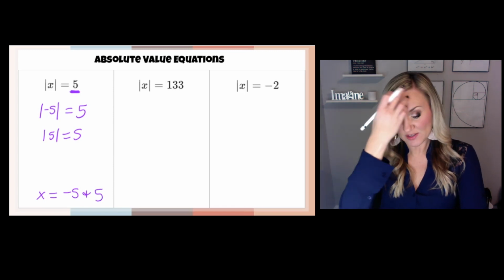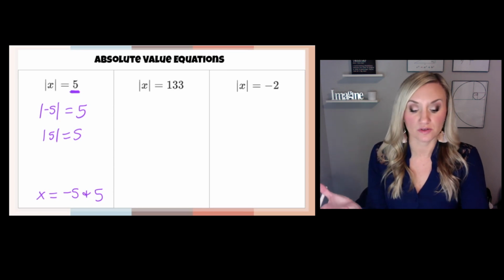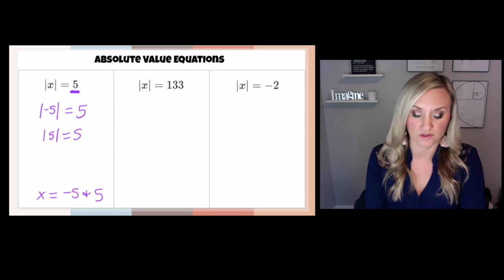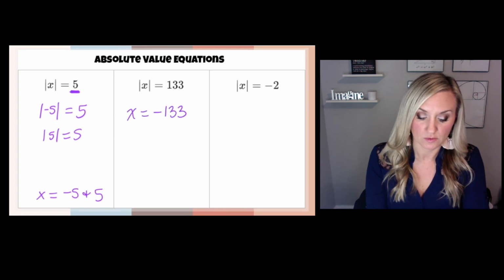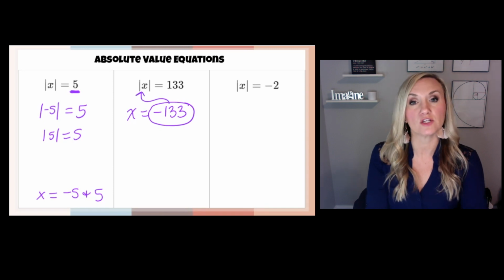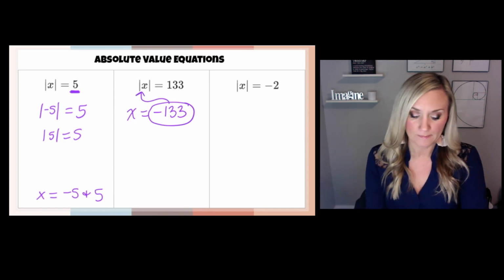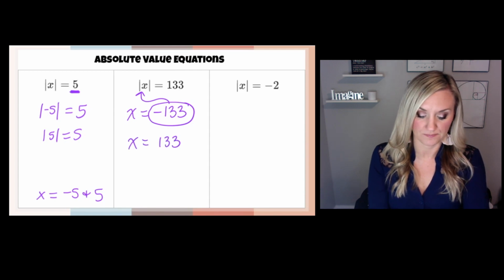All right, so then same situation, even though the numbers are really large, that's 133 steps away from 0 on the number line. So x can be -133, which means I can take -133 and plug it into this equation and it will make that statement true. And then x can also be +133.